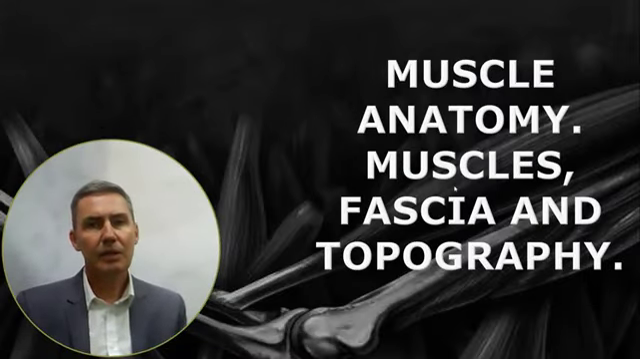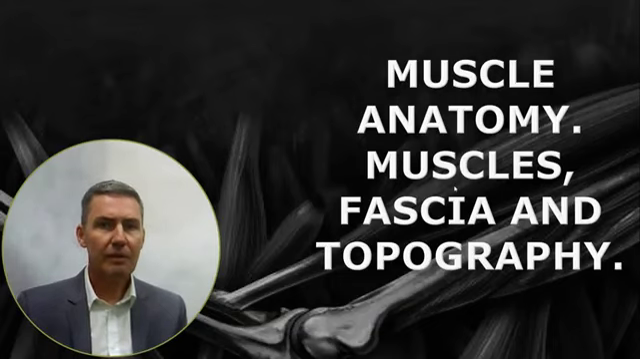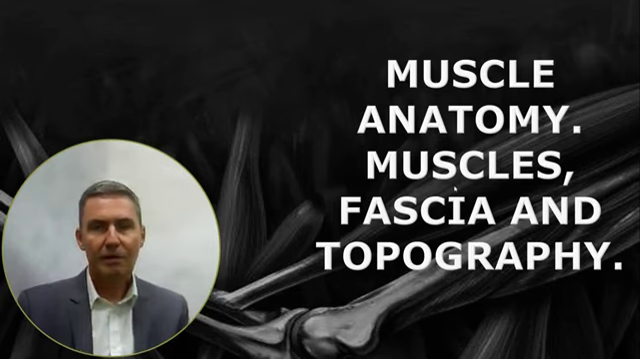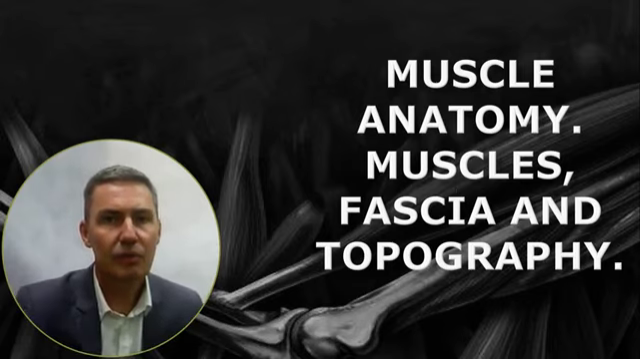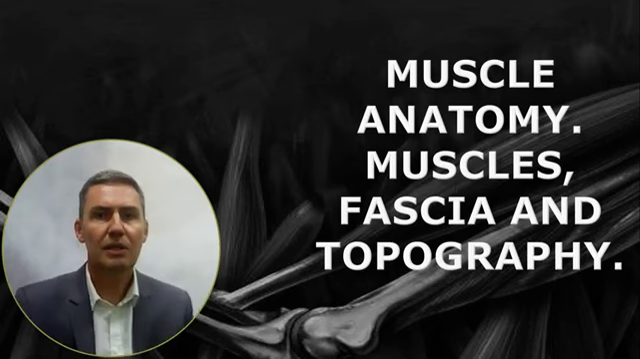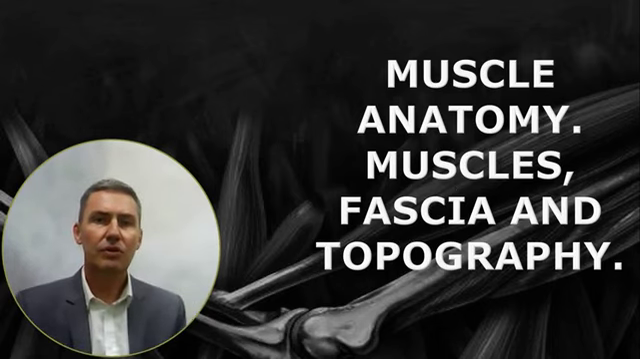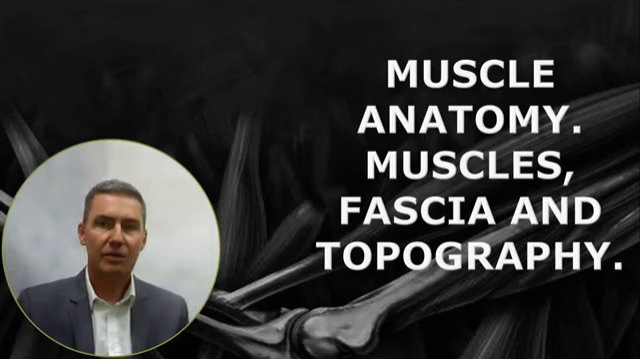Today we continue talking about the anatomy of the locomotor system, and the topic of today's lecture is muscle anatomy: muscles, fascia, and topography. As you remember, muscles form the active part of the locomotor system, because without the muscles, bones and joints won't be able to move. This part of the locomotor system is very important because it not only produces movement but is also responsible for the basic metabolism of the body. And if the mass of the muscle is not enough, it can cause diseases such as obesity.